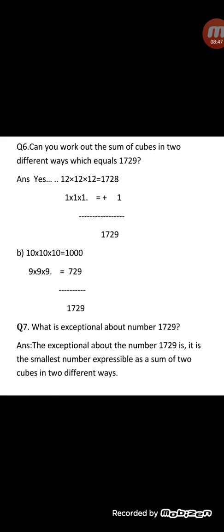If I'm not mistaken, the exceptional thing, I'm reading it again. The exceptional thing about the number 1729 is that it is the smallest number expressible as a sum. Sum means when you add two cubes, cubes of two numbers, in two different ways, right? That is something very unusual.